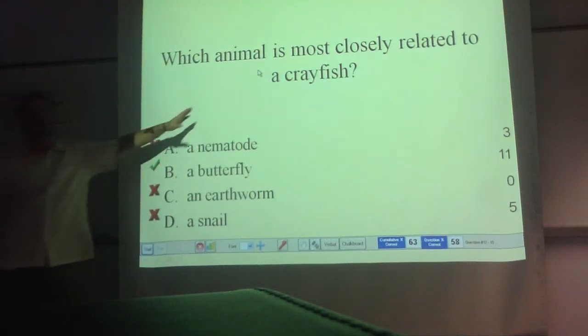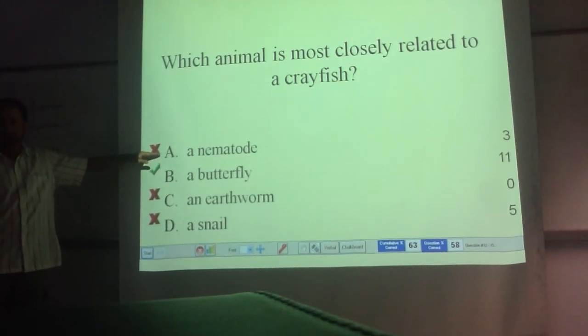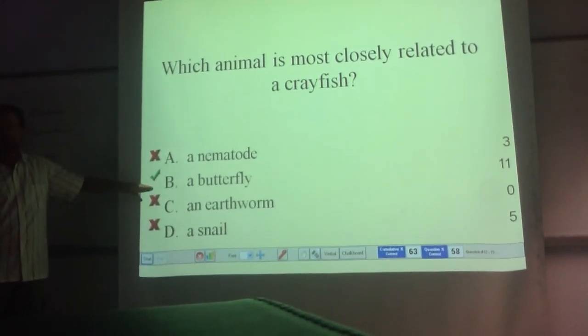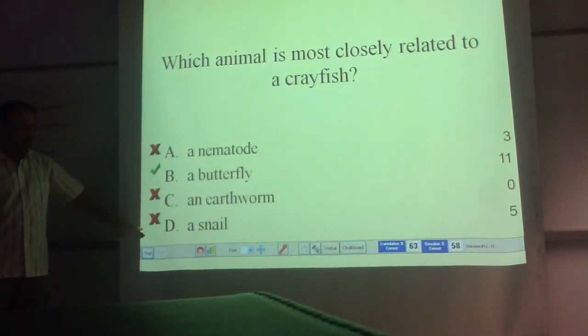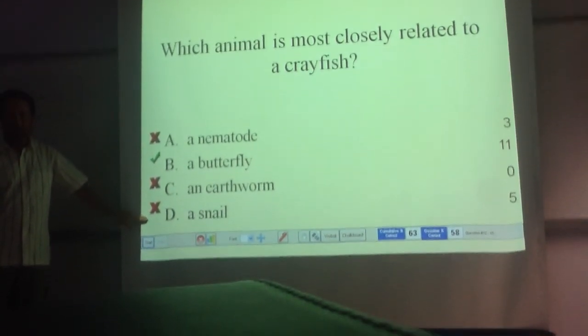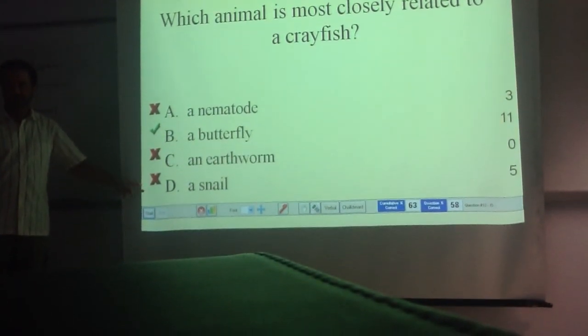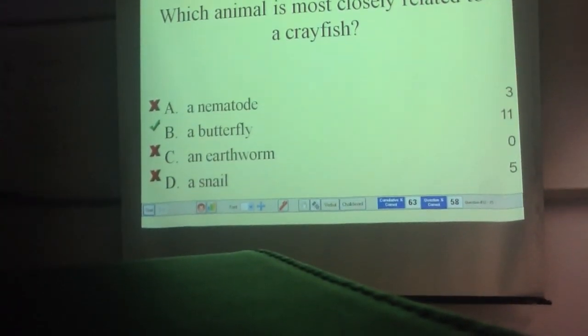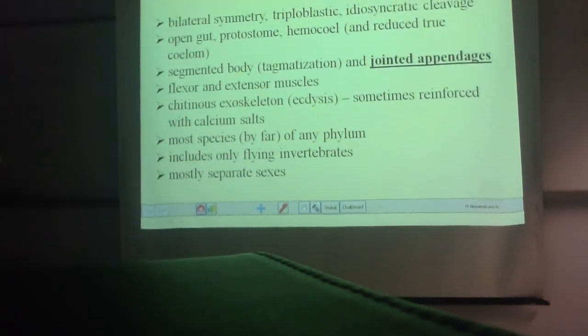Okay, crayfish. Yikes. Crayfish is an arthropod. This is a nematode, right? Phylum Nematoda, right? Butterflies are insects, they're arthropods. This is an annelid, and this is a mollusk. Didn't I just do this a minute ago? Right? You guys are going to learn these names, right? You're going to stress me out if you don't learn these names. Okay, so here we go with arthropods.